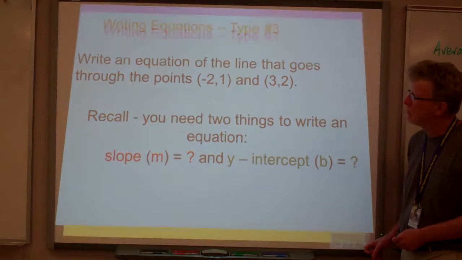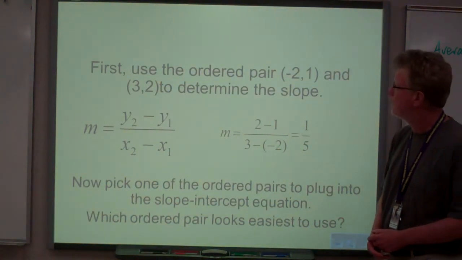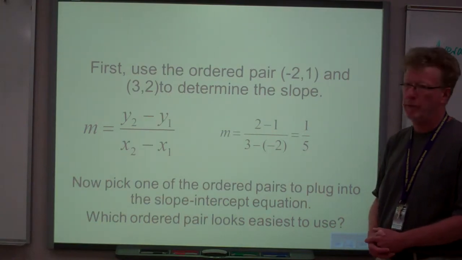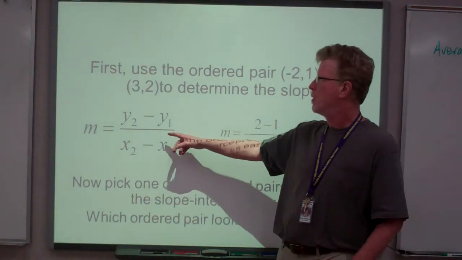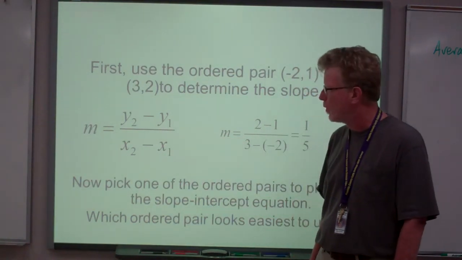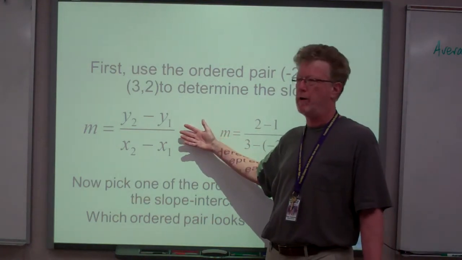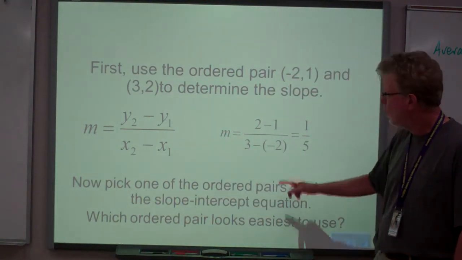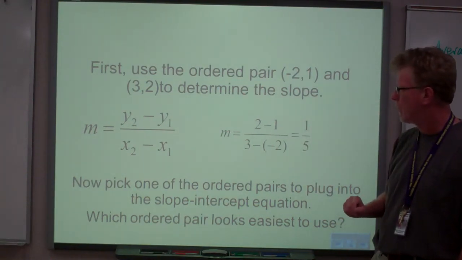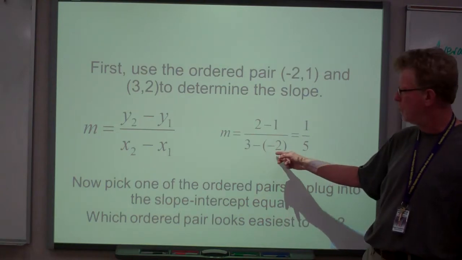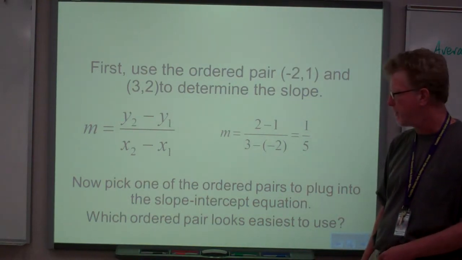Okay, let's take a look and see what we're going to do here. First, we're going to use the ordered pairs -2, 1 and 3, 2 to determine the slope. Recall our formula for slope, m equals y sub 2 minus y sub 1 over x sub 2 minus x sub 1. That's the change in y over the change in x. When we plug in our coordinates, we end up with 2 minus 1 in the numerator and 3 minus -2 in the denominator. This yields a slope of 1/5.